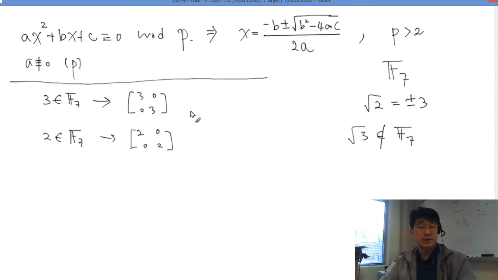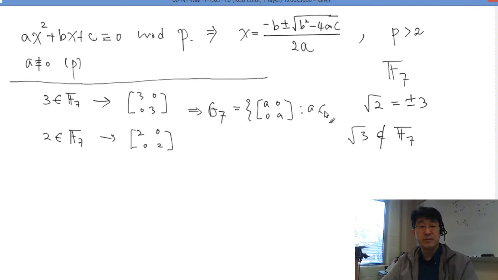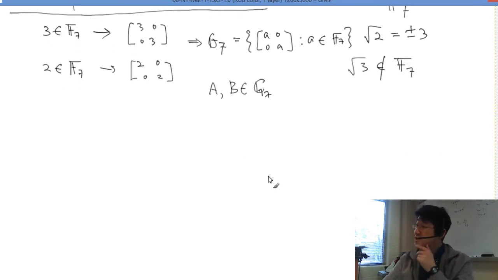So I'm going to call that one G7. It is a collection of these diagonal matrices where a is coming from F7. Is that right? Now, if I have two matrices A and B from this G7 that has 7 matrices in it, right? What happens if I calculate A plus B?